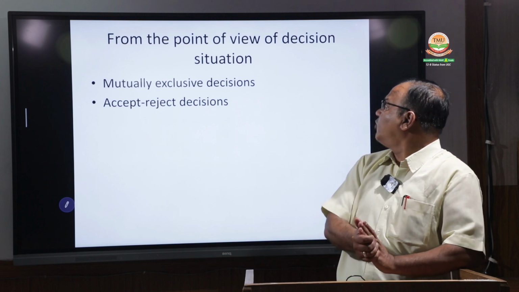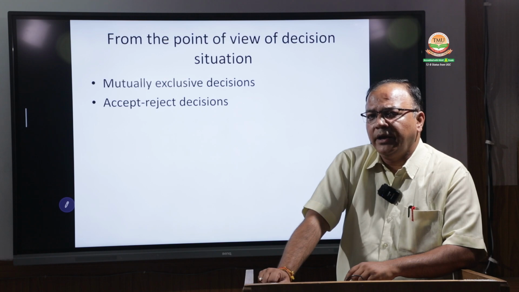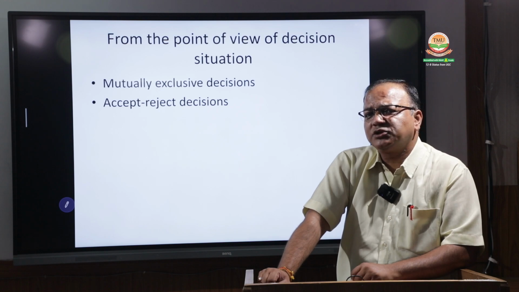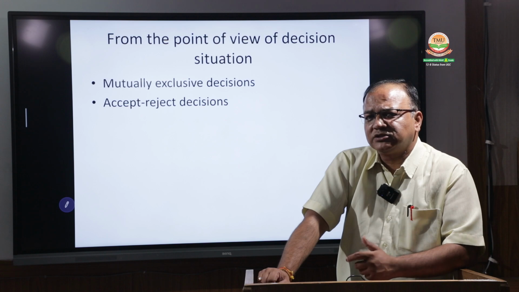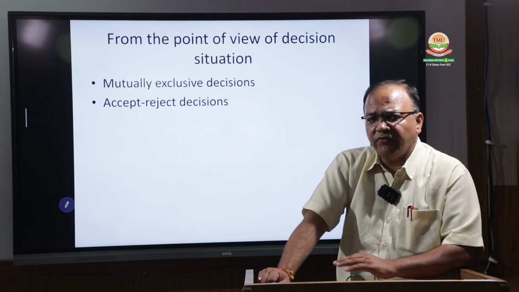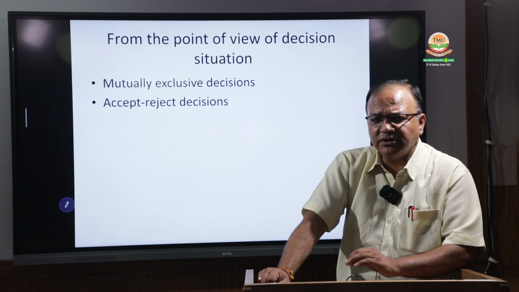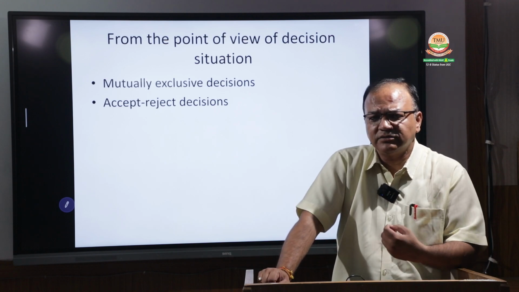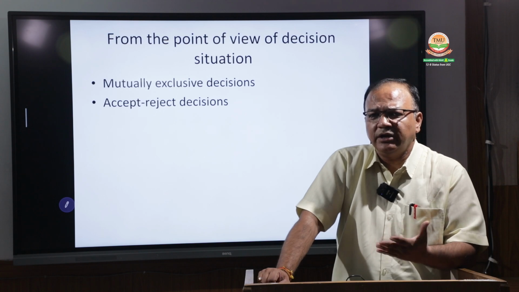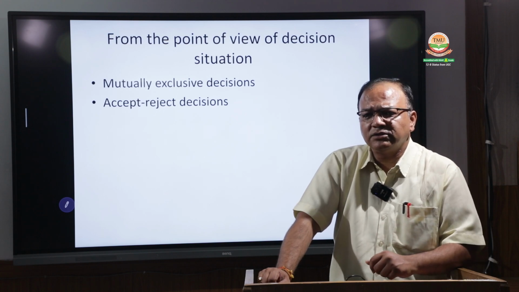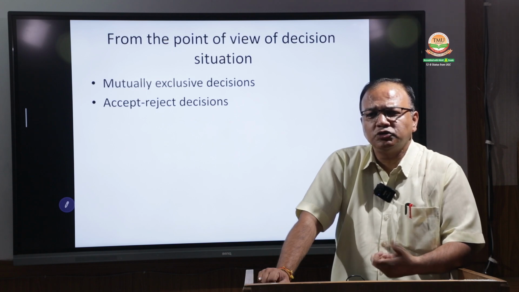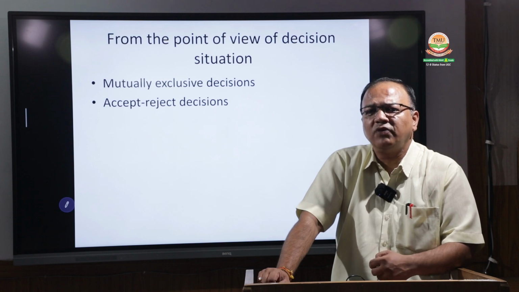Now, from the point of view of decision situation, in this slide we discussed there are two types of decisions: mutually exclusive and accept-reject criteria. In mutually exclusive decisions, if there are two options and you have to choose only one, it means it's a mutually exclusive decision. Selection of one alternative is rejection of the other alternative. You can take the example of head and tail. If you are tossing a coin, you have to choose one option, head or tail. If you are choosing head, it means you are rejecting the proposal of tail.